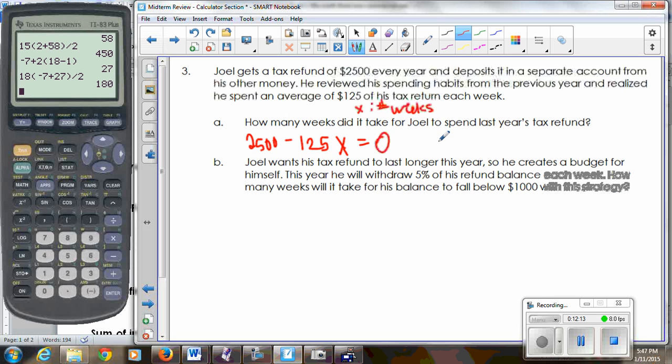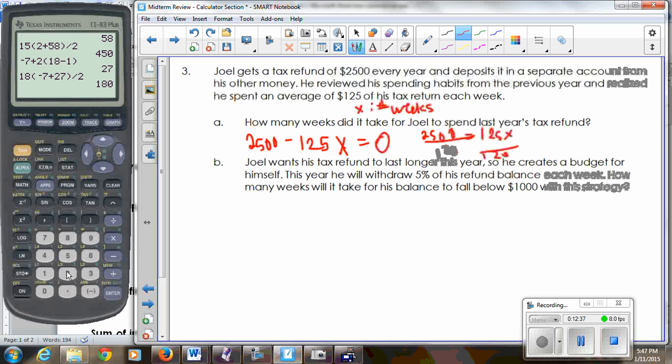So to solve this equation, I can do a couple different things. Essentially, I want to get the variable on one side, the number on the other. This is just a two-step equation. It's a linear equation. So if I add 125x to both sides, I'd have that 2,500 is equal to 125x, and then we can divide both sides by 125. Sorry, my handwriting is difficult on this thing.